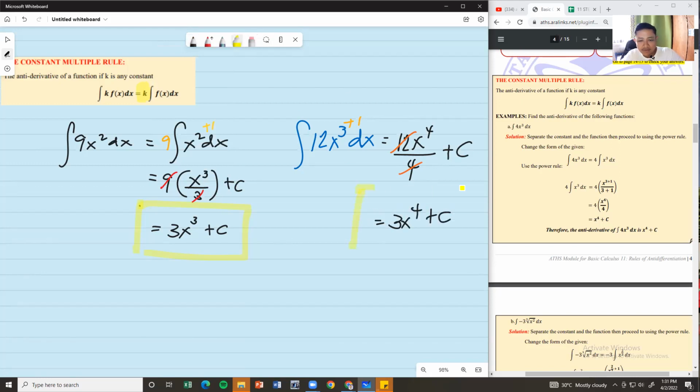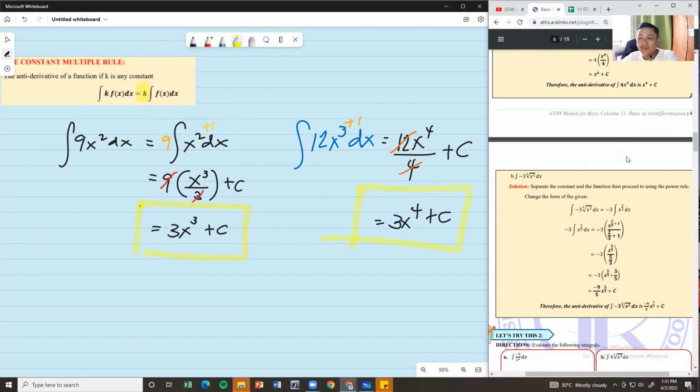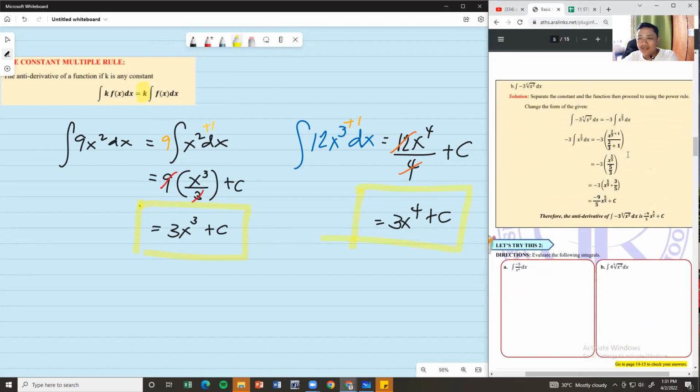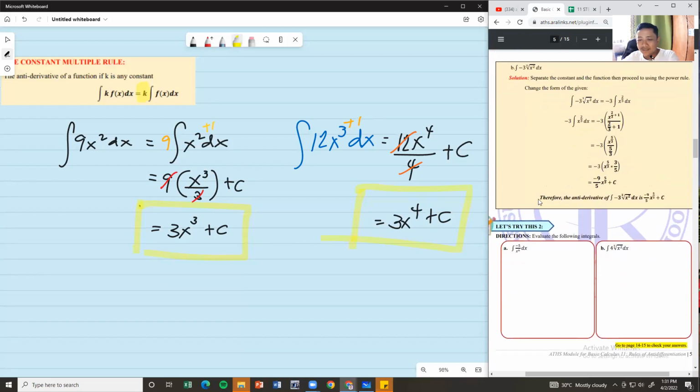Show me a reaction if you understood that process. Very good. Okay, I'm glad you are getting the hang of it. Okay, let's continue. Oy, dito, exciting. Do you want this example? Do you want to have an example like this? Yes or no? Oh, sige, let's try. Yes.